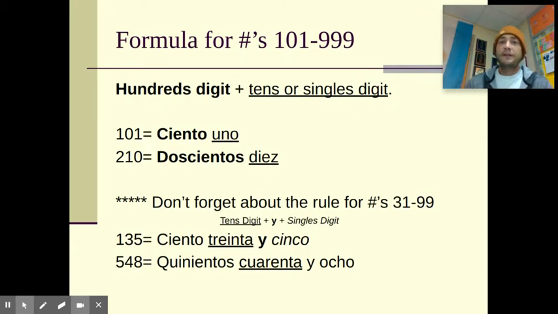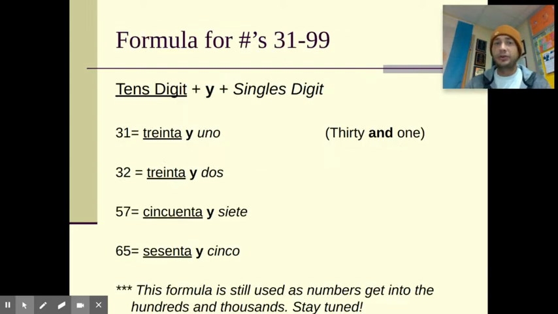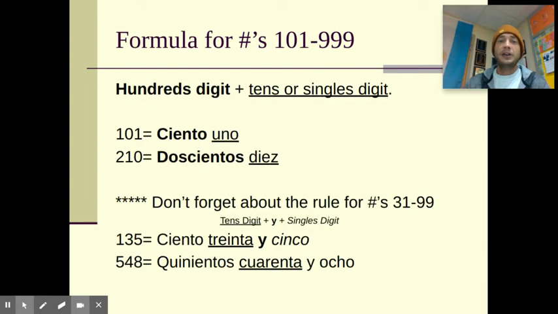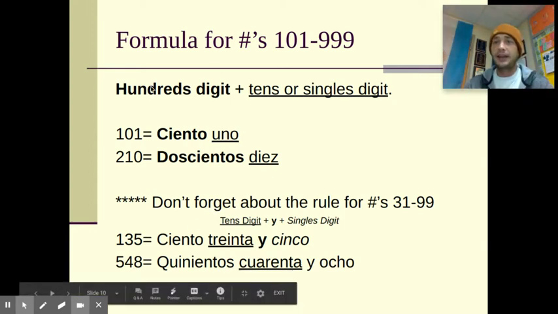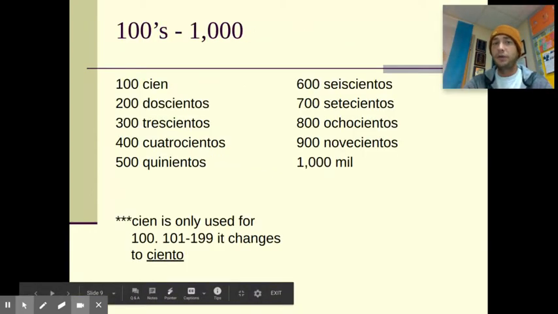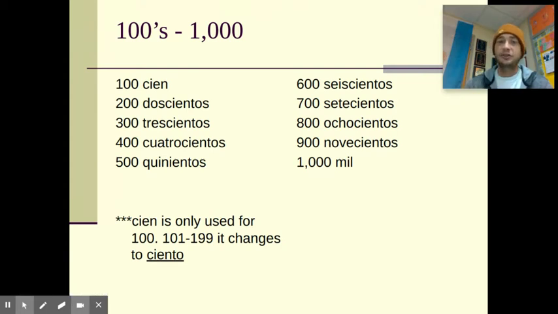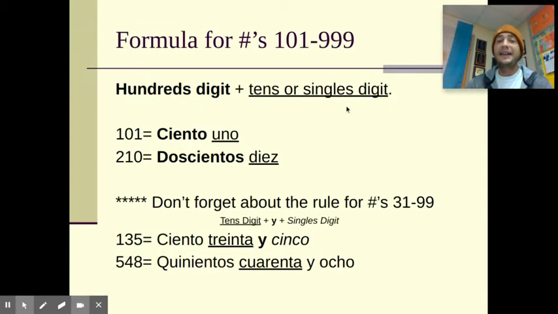Here is the formula for numbers 101 to 999. Now, kind of like I shared before, I'm going to go back 2 slides real quick. Don't forget about this formula for numbers 31 through 99 because this still applies as we're moving forward. All right. So when we're in numbers 101 to 999, it goes hundreds digit, or that hundreds category from the slide before, 200, 300, 600, etc. And then it's going to be plus the tens or the singles digits.